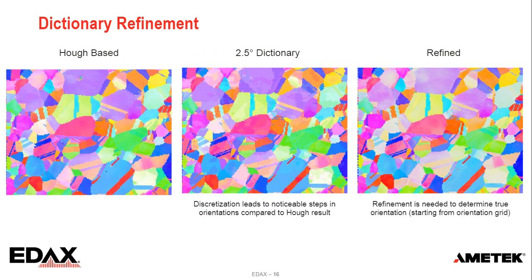And so once you've done the dictionary indexing, you have discrete orientations that you're indexing against. So you can see here in the middle, there are discrete steps where you have a subtle orientation gradient. You're going from one grid point to the next, even though the orientations themselves are continuous. Because the dictionary discretizes orientation space, you get this sort of choppy looking result, which means that you have to do this subsequent refinement step to give you the true smooth orientation field.